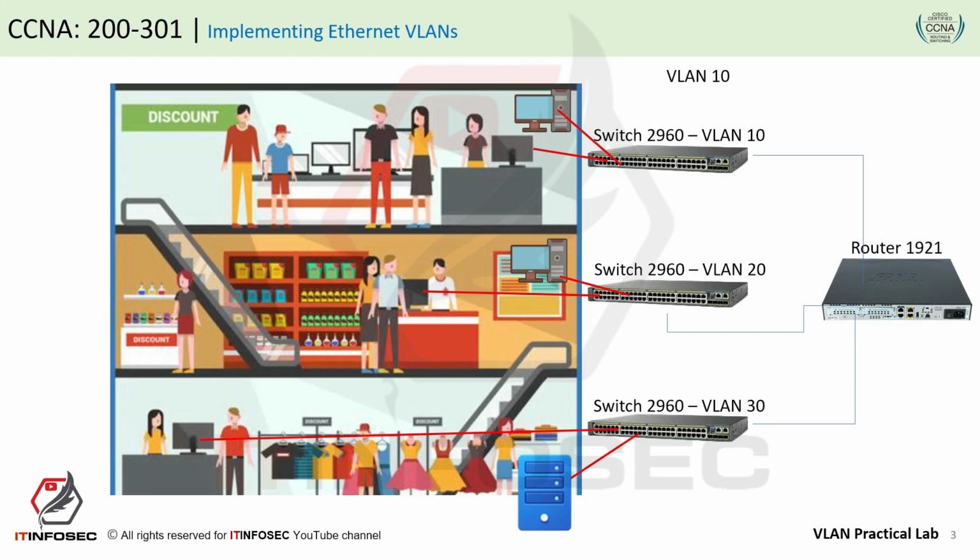Now, an important question may come to your mind, and that is, if we have separated the systems of the floors from each other with VLANing, then why should we connect them at all? Well, the answer is we may not need or want all systems on different floors to communicate with each other.